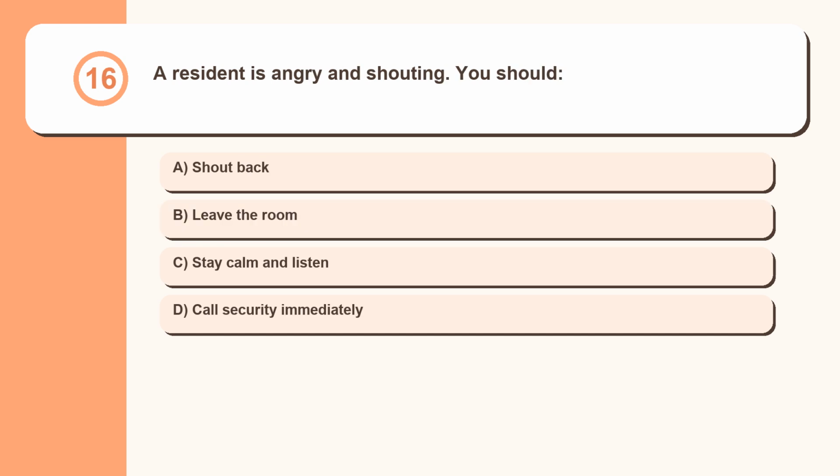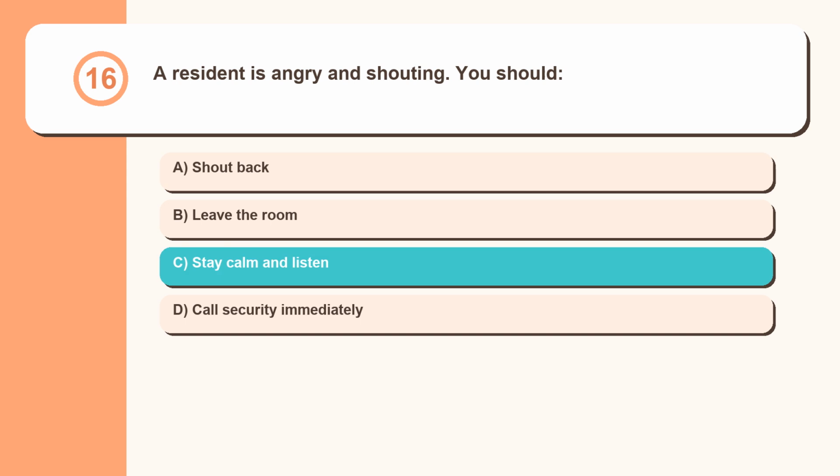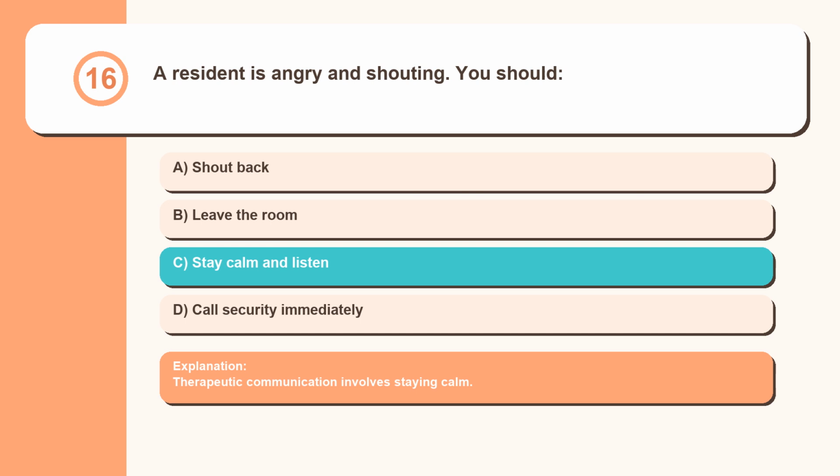Question 16. A resident is angry and shouting. You should shout back. Leave the room. Stay calm and listen. Call security immediately. Therapeutic communication involves staying calm.